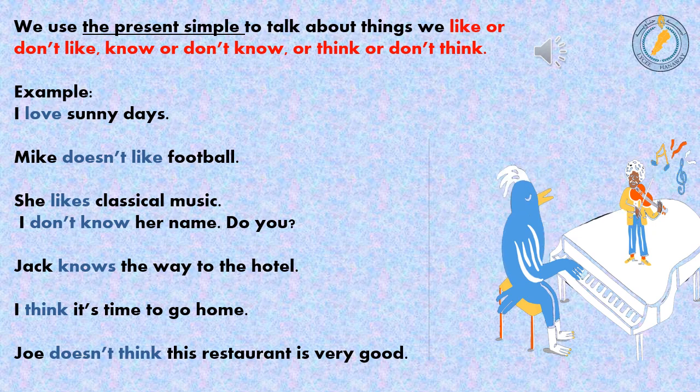Present simple tense is also used to talk about things we like or don't like, know or don't know, think or don't think. Example: I say, I love sunny days. Mike doesn't like football. She likes classical music. I don't know her name.